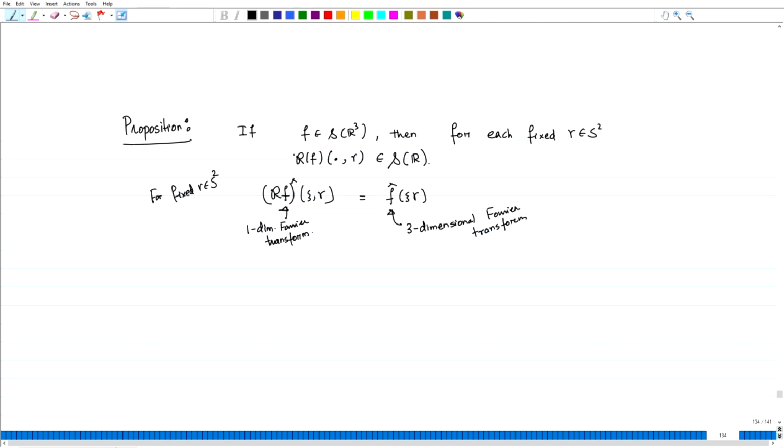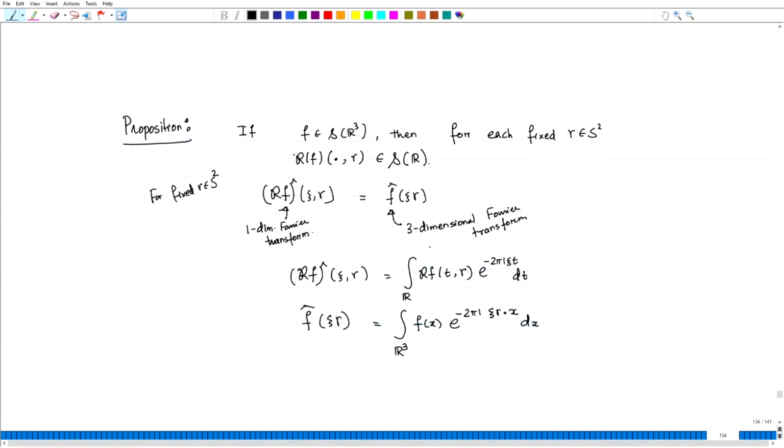And moreover, to avoid confusion, one can write that the Fourier transform of Rf at (xi, gamma) is equal to the integral over R of Rf(t, gamma) e^(-2 pi i xi t) dt. Here both xi and t are in R. And f hat of xi gamma is equal to the integral over R^3 of f(x) e^(-2 pi i xi gamma . x) dx.